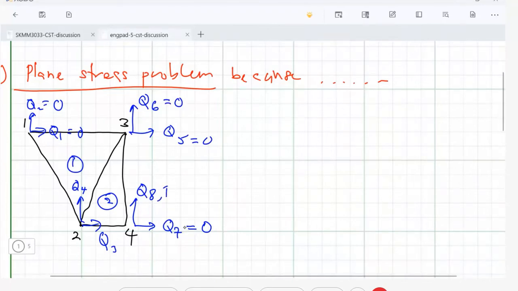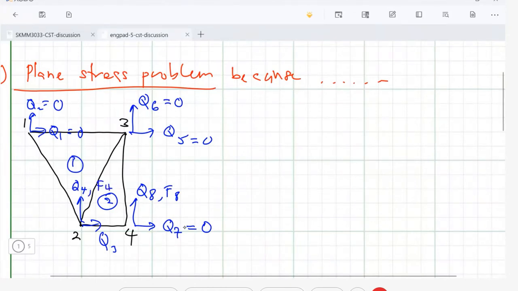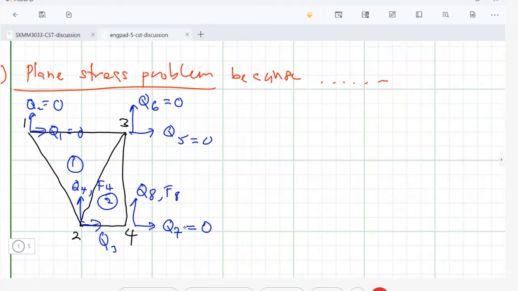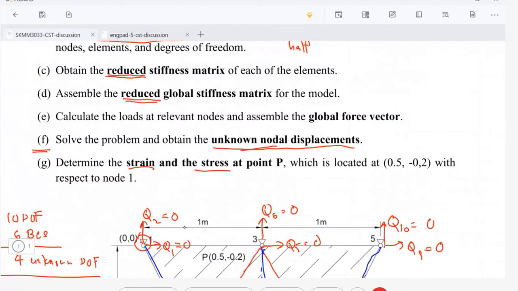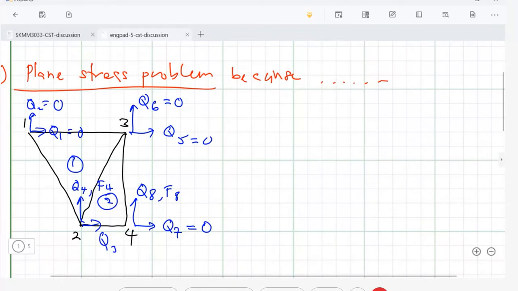So this is our F8. And there should also be a load at node number 2, which is F4, because of this distributed load and concentrated load. Okay, so that's the model for our half model.